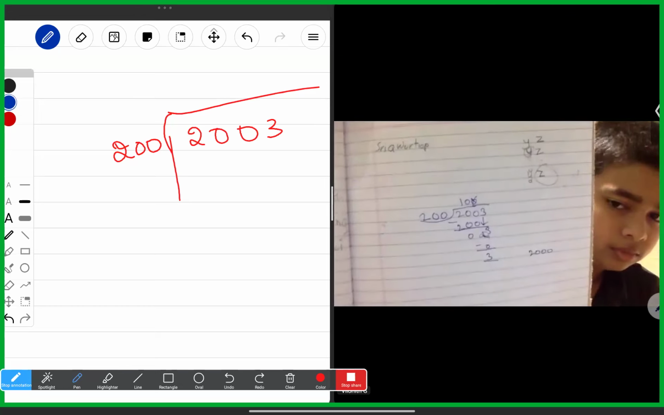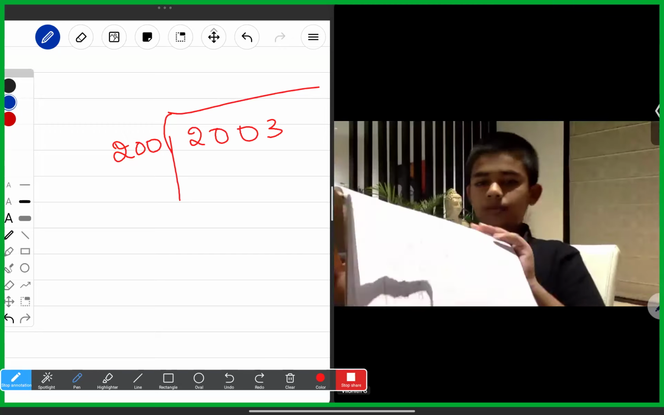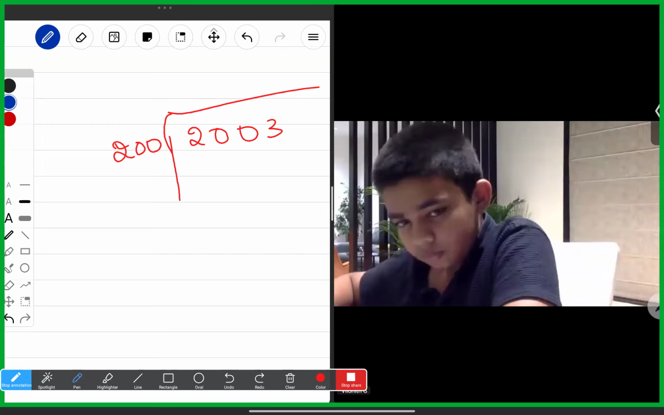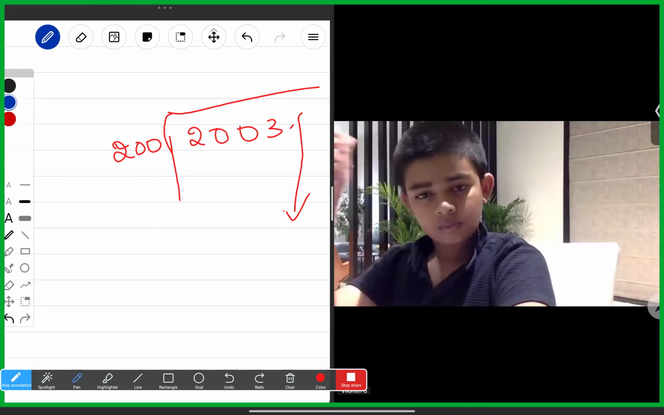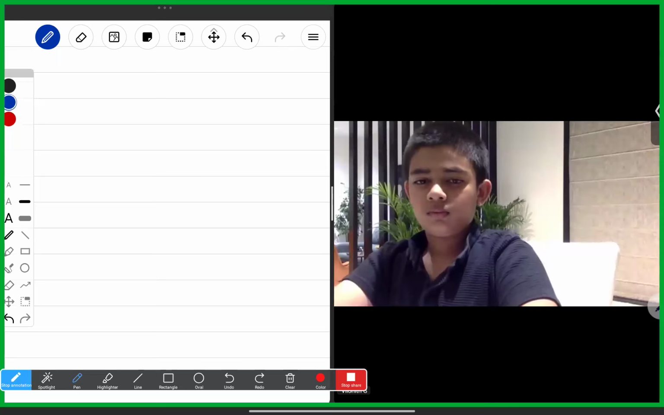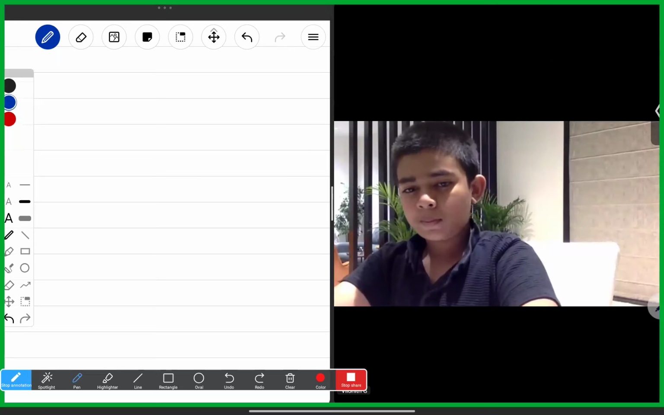Okay, Vilohit. That is correct. So 3 is smaller than 200, so 200 went 0 times. No. So division ends because there is no digit to bring down. That is correct. So Vilohit, you know tables till which number perfectly?